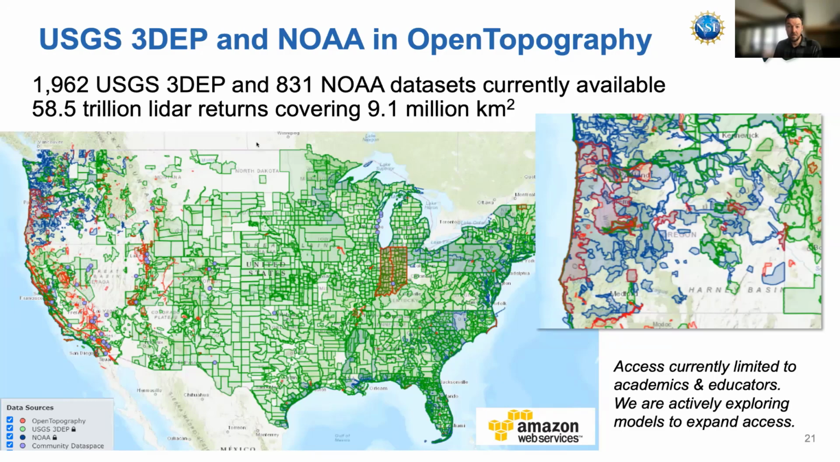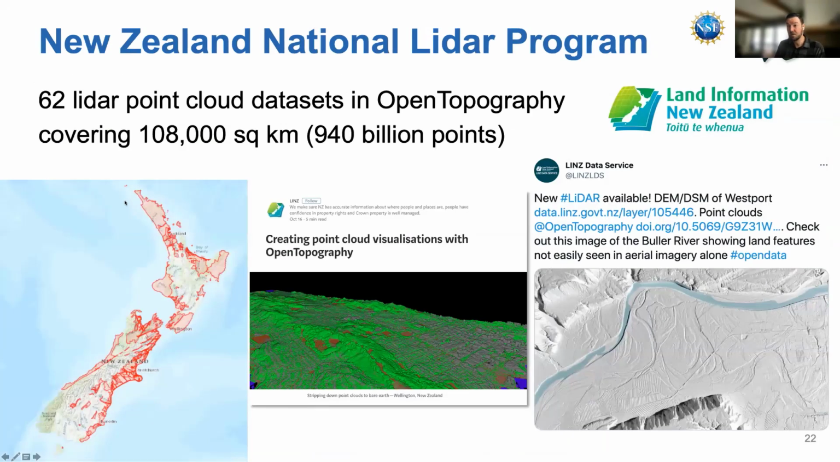I saw in the Q&A, and I think Matt or somebody answered already, there were questions about international data. In particular, OpenTopography, again in part because of our US National Science Foundation funding focus, is really US-centric. However, we do have a partnership with Land Information New Zealand, which is the national mapping agency in New Zealand. And they're using OpenTopography to distribute their nationwide LiDAR point cloud data set. So much like the USGS 3DEP program, New Zealand is in the process of mapping the whole country. And as they do so, they send us data sets. So we get about a data set a month from Land Information New Zealand and publish them here. So there's 62 data sets, 940 billion points.